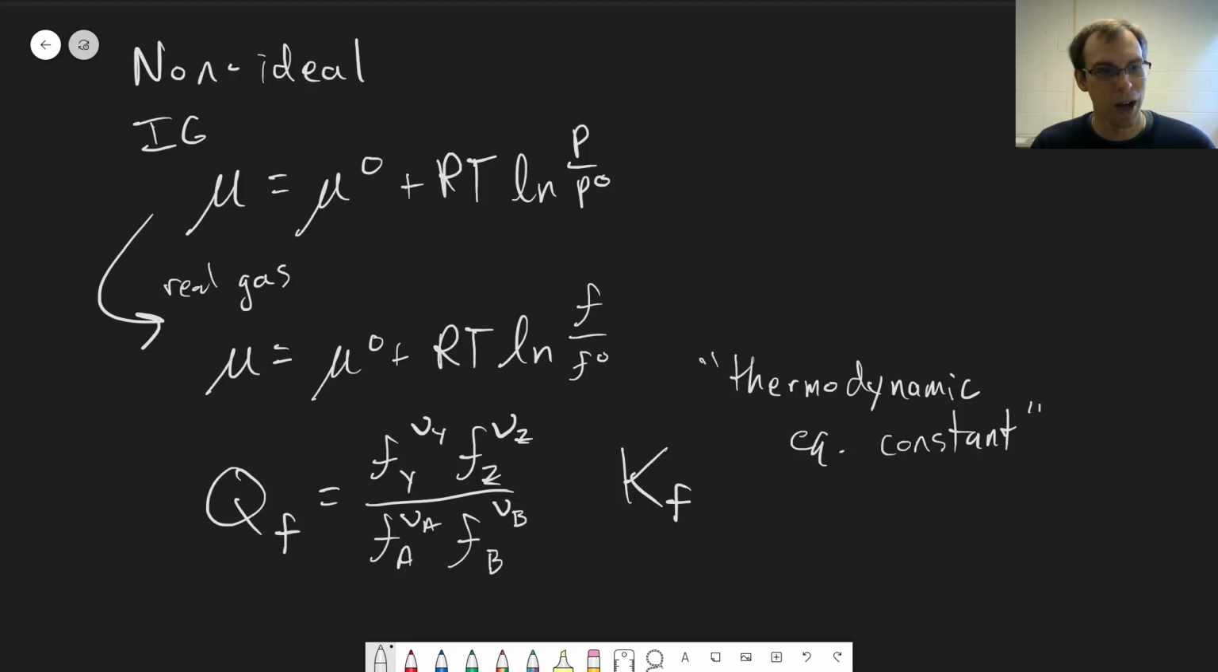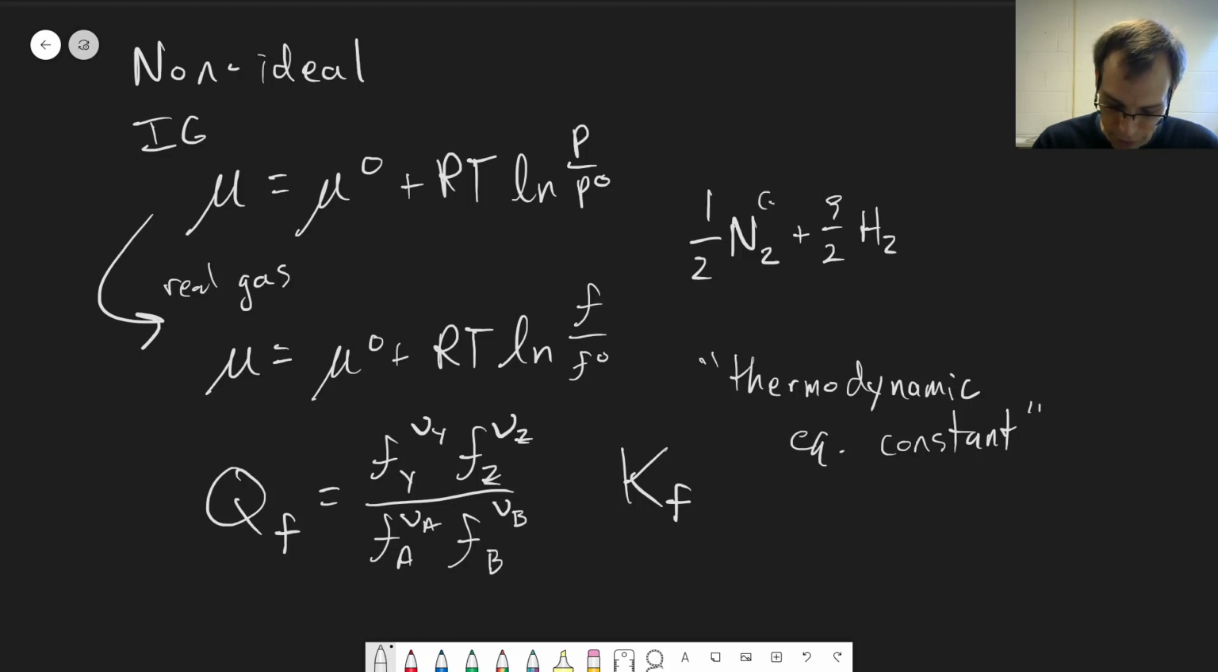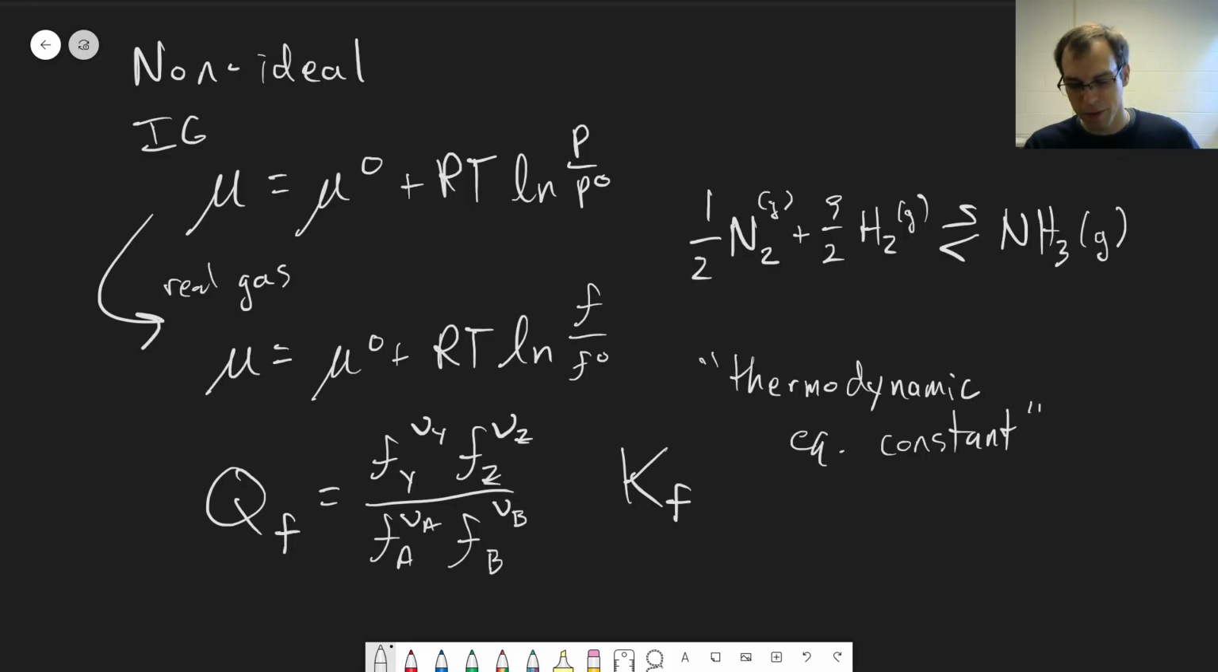So for example, one reaction that's terribly important in our world is the reaction to form ammonia from nitrogen and hydrogen. These are all gas phase. This process to form ammonia, which is used to make fertilizer, is a really important process. And this needs to be run at high pressures because you want to encourage the formation of the ammonia instead of the nitrogen and hydrogen.